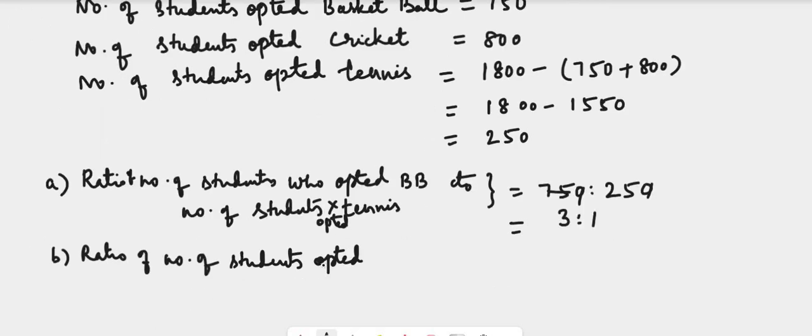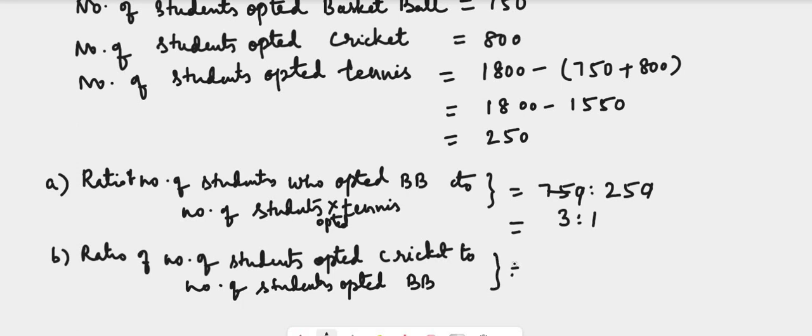Next, B bit, ratio of number of students opted cricket to number of students opted basketball is equal to 800 to 750, because cricket is 800 and basketball is 750. So in this, the ends with zeros, the 0 will cancel. 5 table: 5 16s are 80, 5 15s are 75. So the ratio is 16 is to 15. This is the B question.